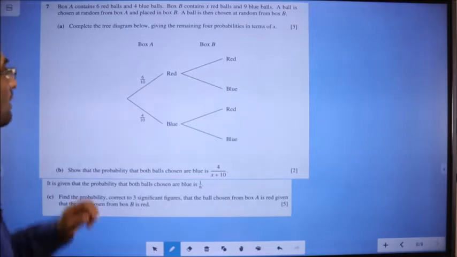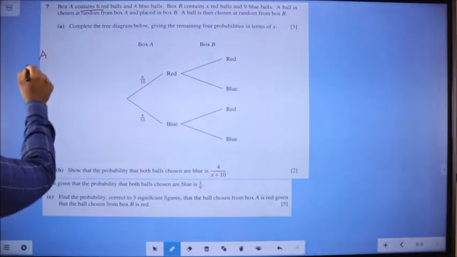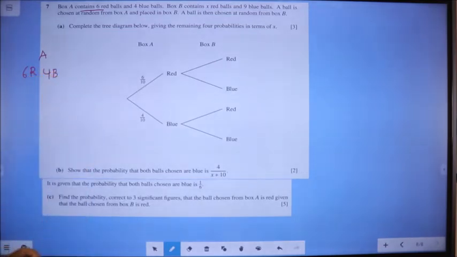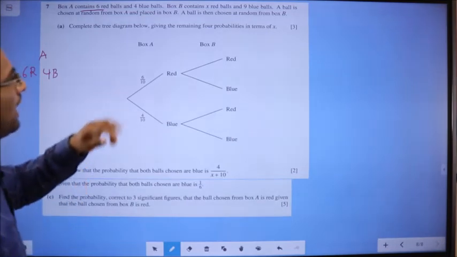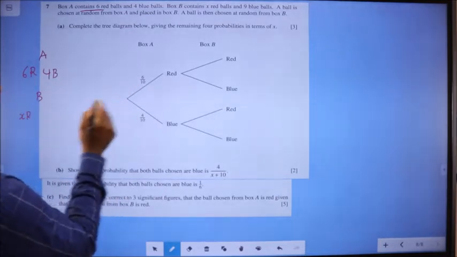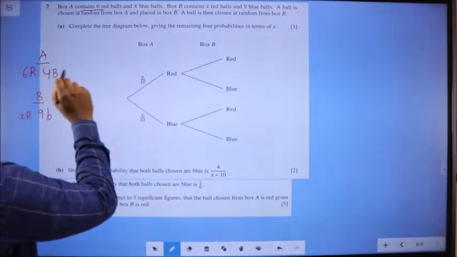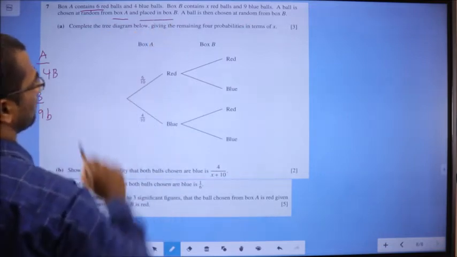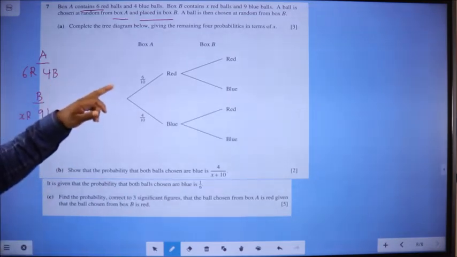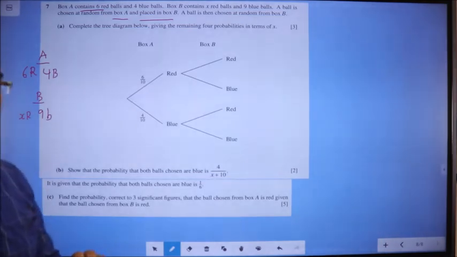Question 7. Box A contains 6 red, so A has got 6 red and 4 blue. Whenever you come across information, data, write it down. And box B contains X red and 9 blue balls. A ball is chosen at random from box A and placed in box B. A ball is then chosen at random from box B. Complete the tree diagram below, giving the remaining four probabilities in terms of X.